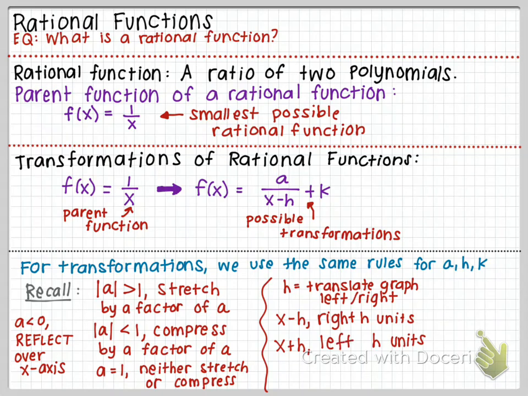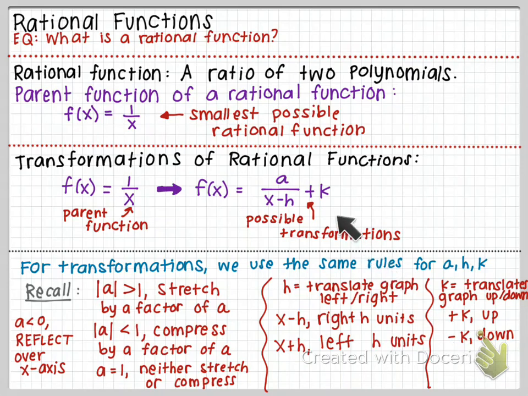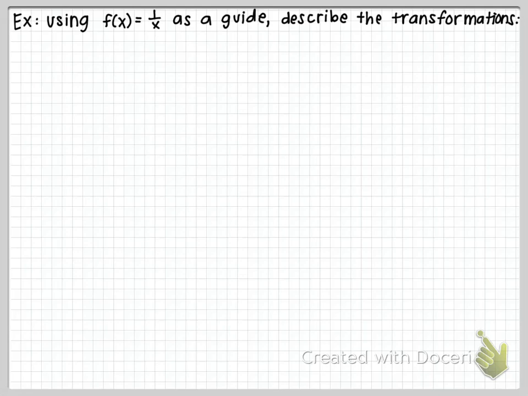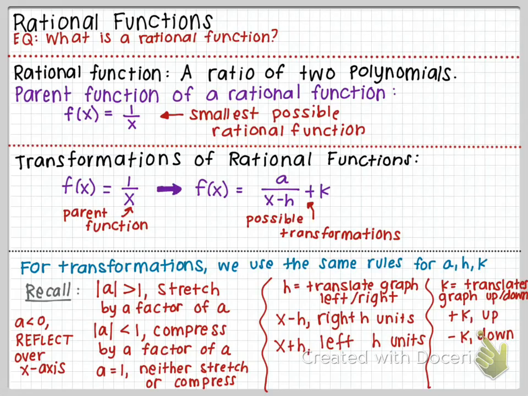For k though, it's not the opposite. k translates up or down. If you have a positive k, a positive number here, we're going to go up. And if we have a negative k, we're going to go down that many units. Oh, and let me just make it clear one more time. Don't forget, I wrote that wrong. x minus h, you go right, and x plus h, you go left. Okay, so make sure you have that down.